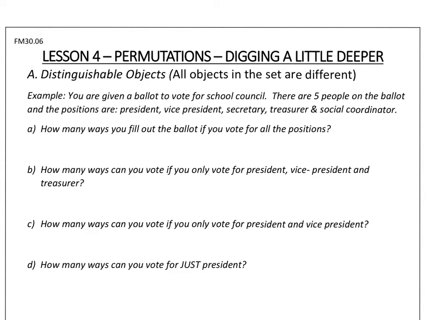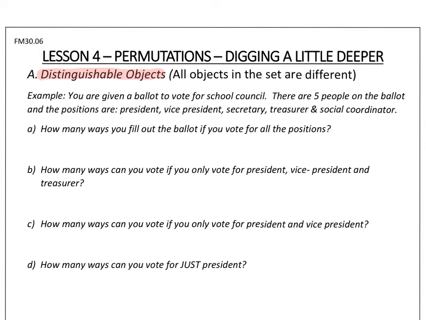Welcome to lesson 4. We're going to look a little bit closer at permutations. So we're going to look at a few different scenarios, just lots more permutation questions. The first one, which we've kind of looked at already, is items from a distinguishable set. So all of the objects in the set are different. Let's just get right into it.